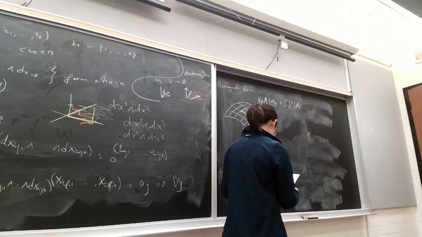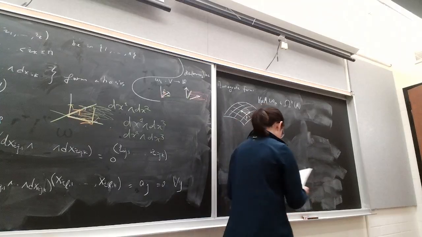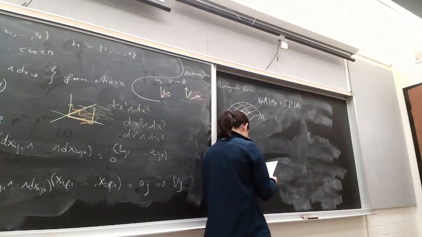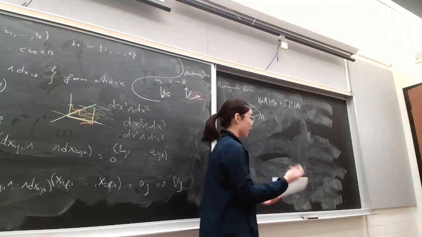Okay. And then we're going to try to define this. How do we actually do this? So we'll define it for a path on a manifold first.